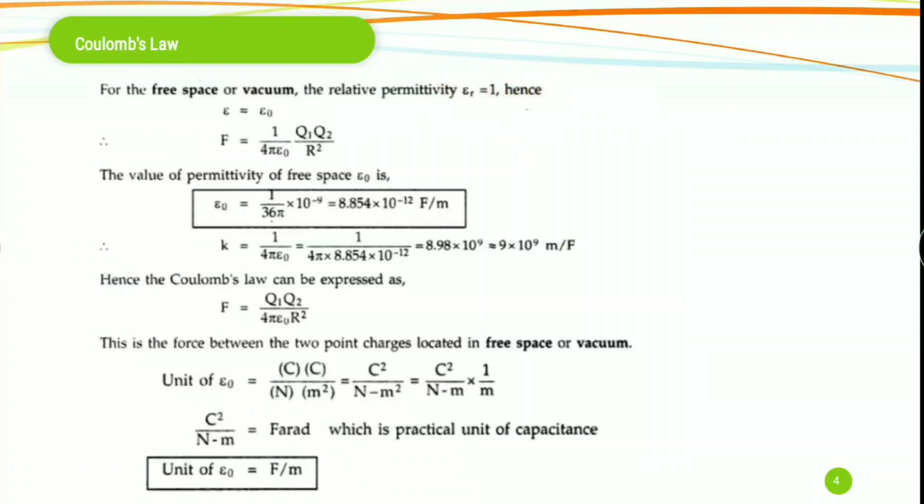So for free space, this epsilon r value is always equal to 1. This is a constant value you have to remember. It will be useful for solving the problems in this chapter. And also, epsilon naught value is also constant. Epsilon naught means permittivity of free space. Its value is 8.854 into 10 power minus 12 farad per meter.